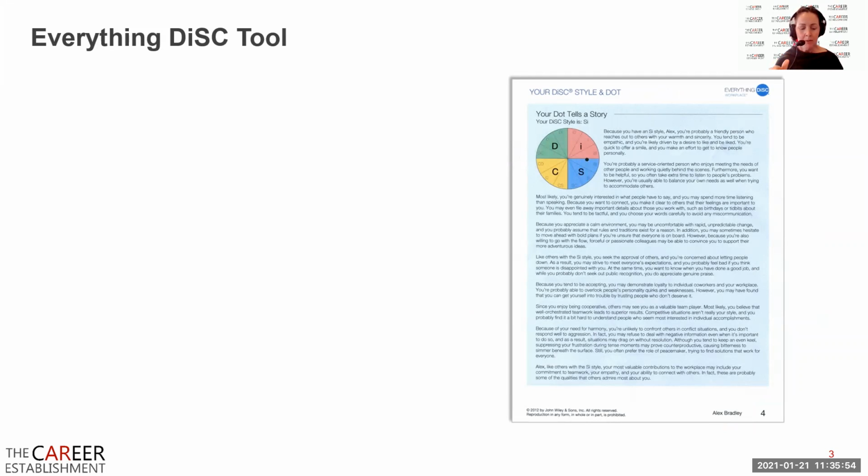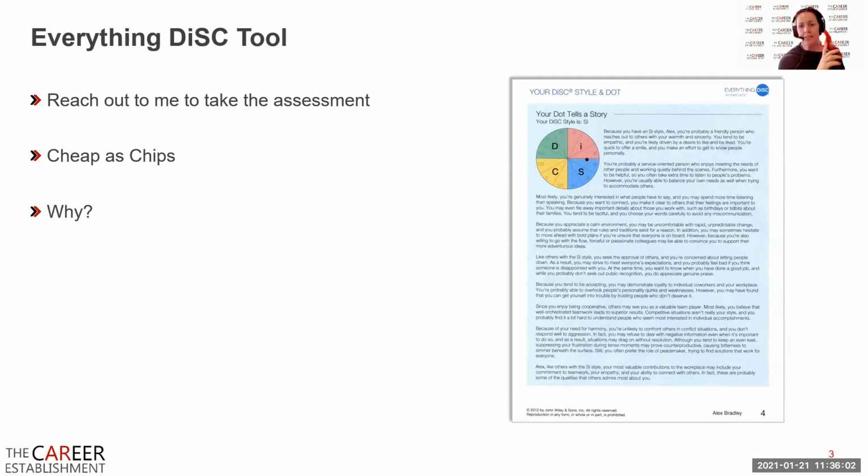So basically what the Everything DISC tool does is you take an assessment online and you get the results on where you sit within the 4 quadrants, whether you're D, dominance, I, influence, S, steadiness, and C, conscientiousness. I'm going to go over that in a little bit more detail in a second, but it will show you where on that DISC you sit, and that will tell you what your behavioural tendencies are, what you're motivated by, what your fears are, what your limitations are, what your priorities are in life. So it's a really great tool.